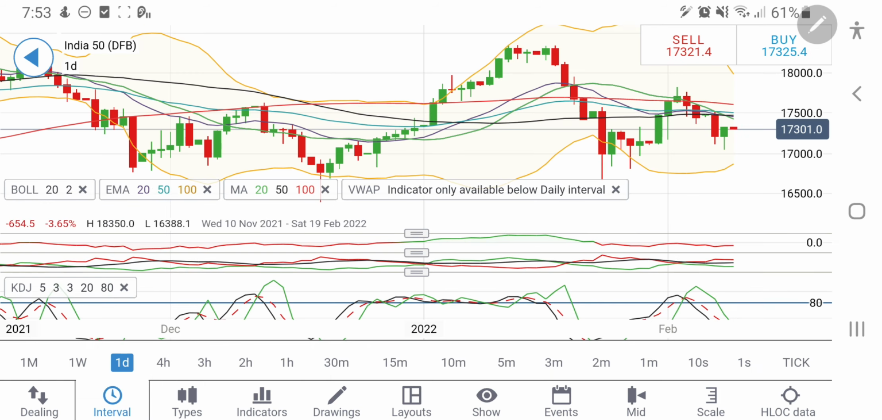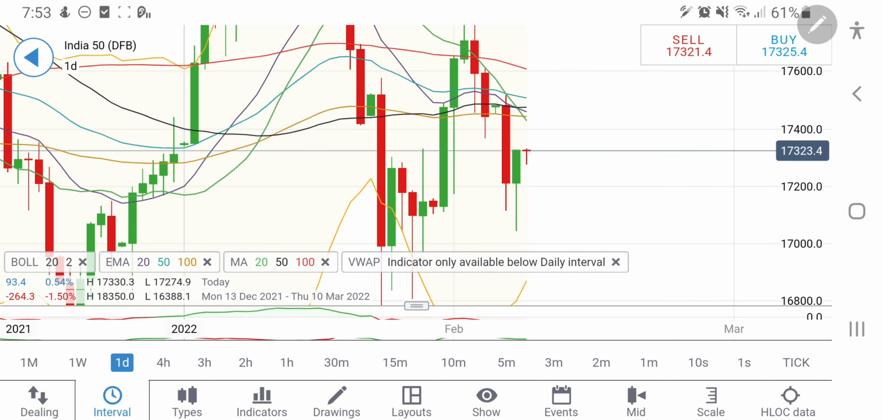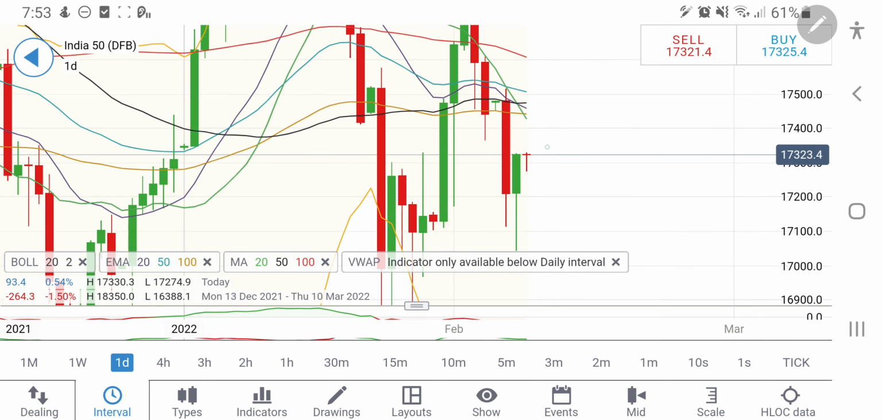We can see a bullish move on Nifty. Now look at the daily charts. On the daily charts, the tail is formed. It is trying to rise. How far could this rise?